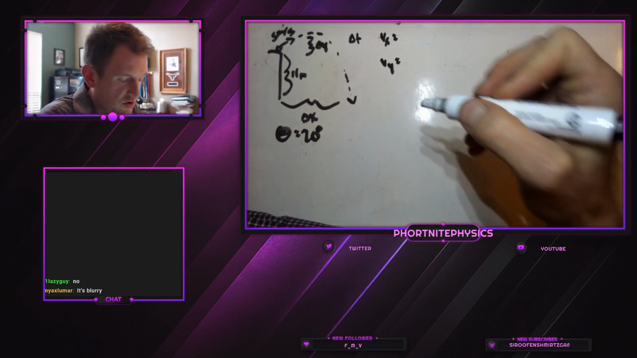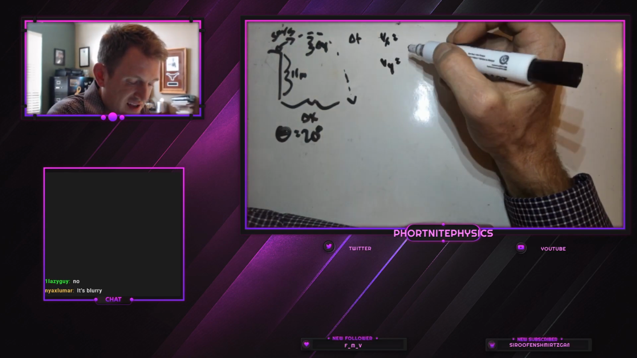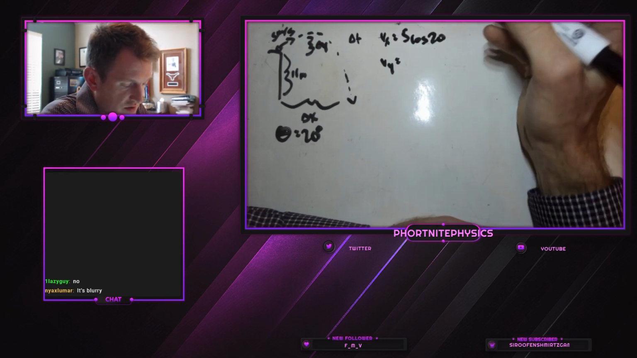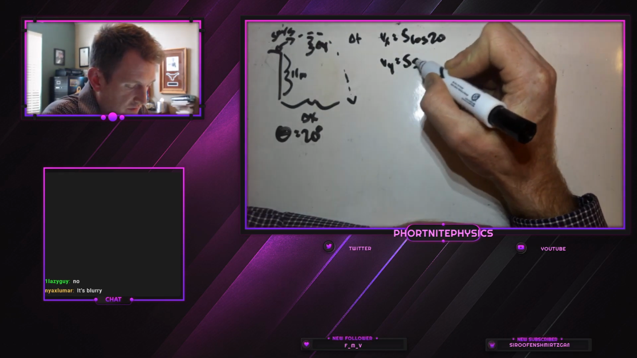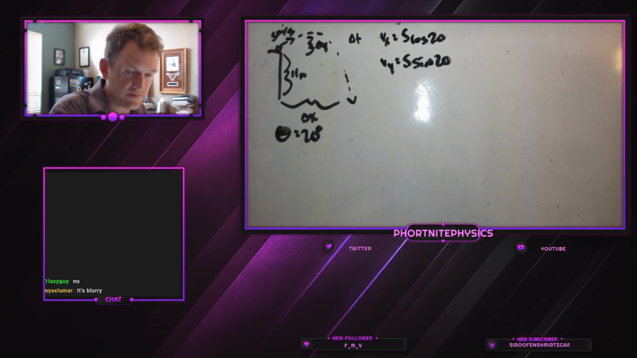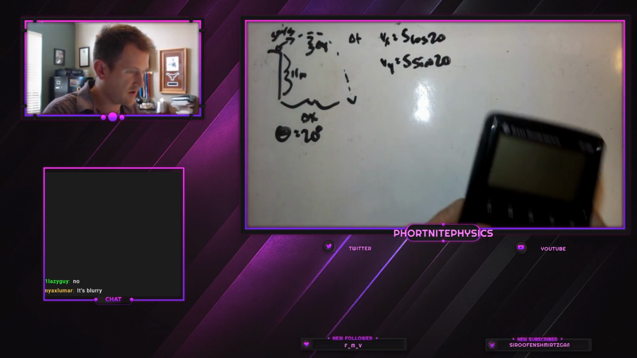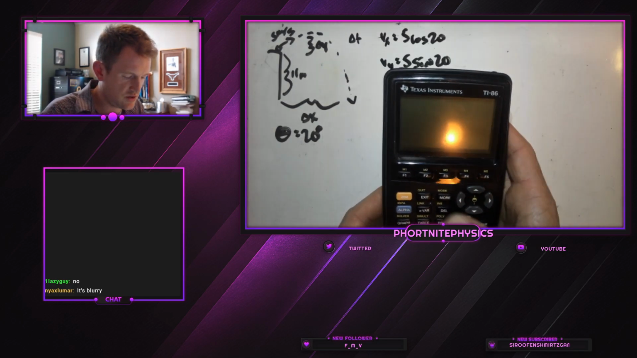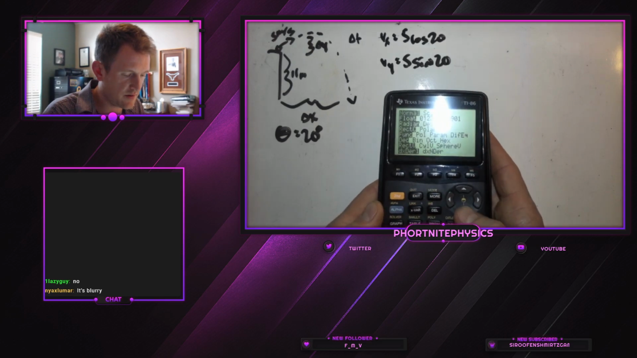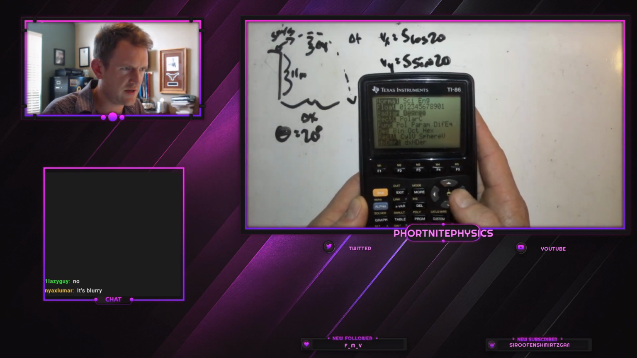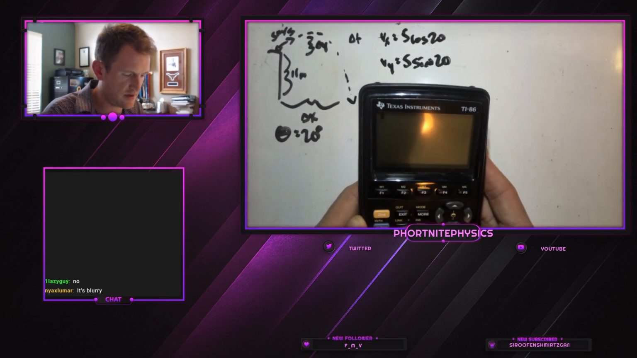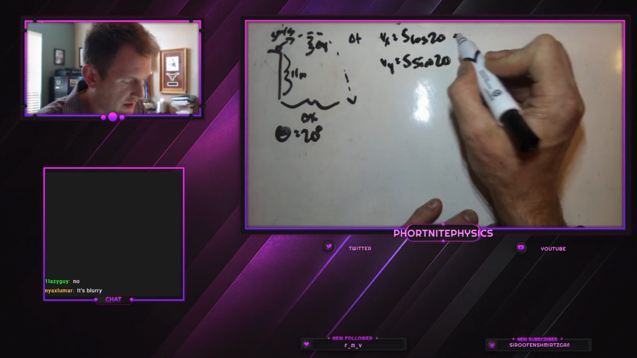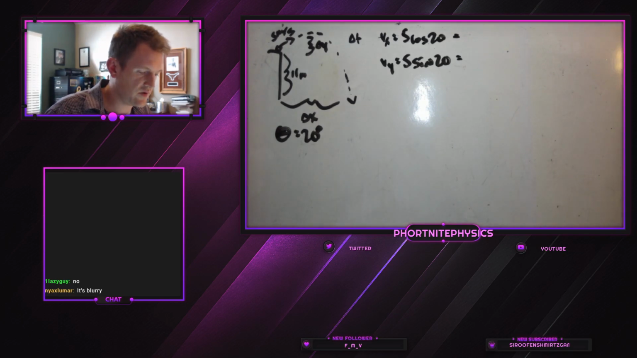Our X is going to be 5 times the cosine of 20 degrees, and our Y would be 5 times the sine of 20 degrees. Now, very first thing, turn this on and check our mode. Mine was in radians, so let's fix it to degrees. Okay, good.